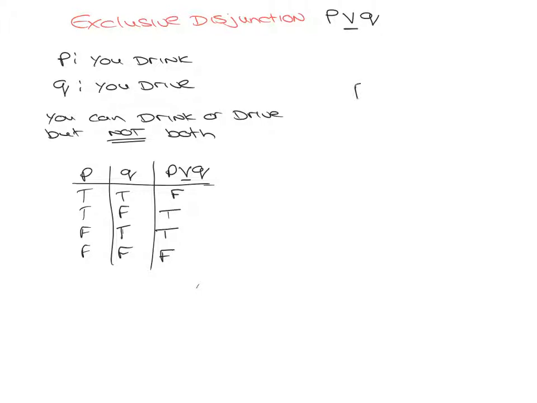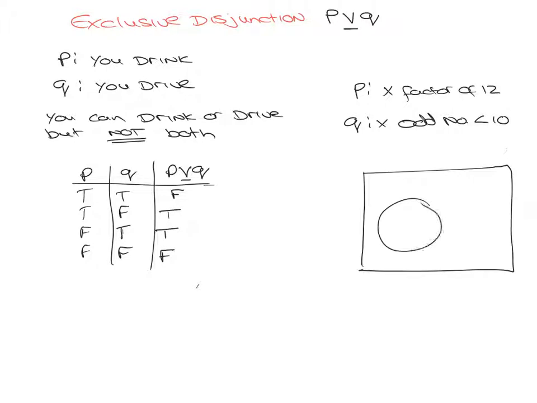Again, in set terms, if we set P up as x is a factor of 12, and Q, x is an odd number less than 10, then if we were to draw this up in set form, factors of 12, there's 1, which is also an odd number less than 10, so that goes in there. 12 isn't odd, so that goes in there. 2, again not odd, and 6, again not odd. 3, which is odd, and 4, which isn't. 5 isn't a factor.